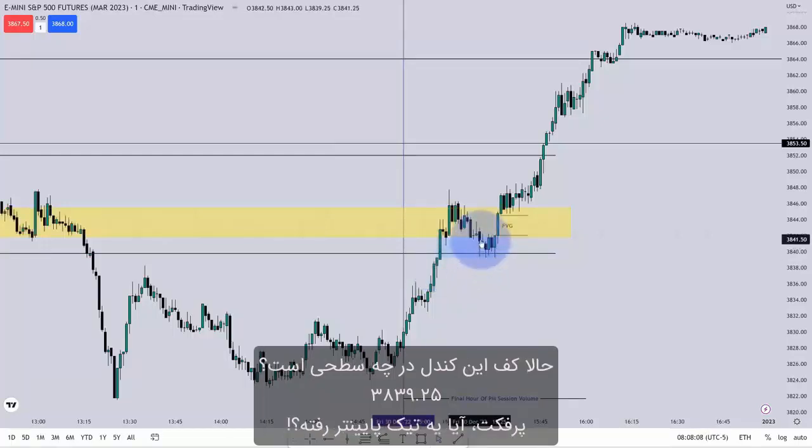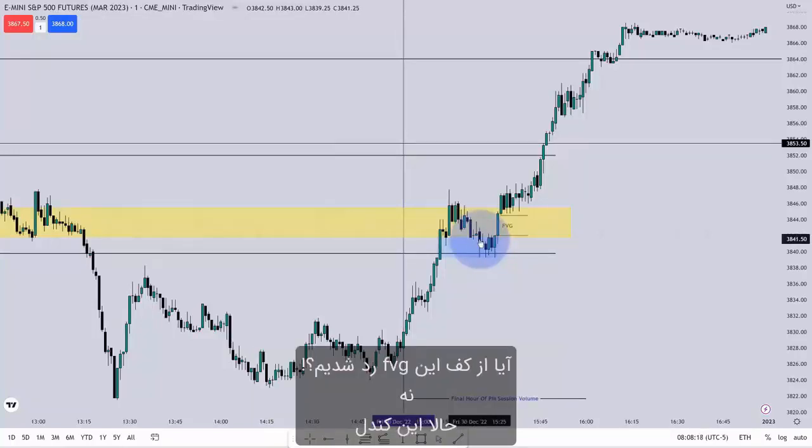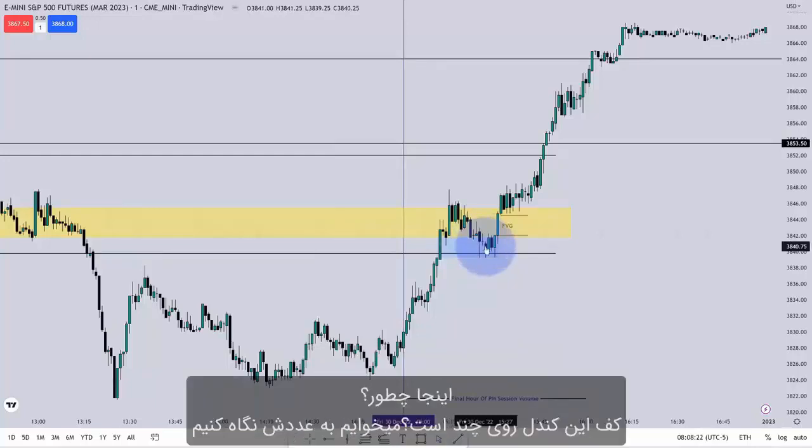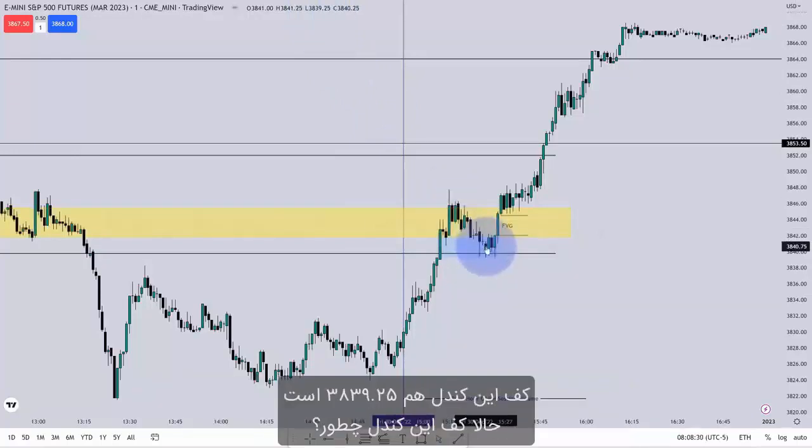What's the low of this candle right there? 38.39.25. Perfect. Did it go one tick below it? No. Did it fall short of getting to the bottom of it? No, it went right to it. What about this candle right there? What was the low of that candle? We're looking at this number right there, okay? That low is 38.39 and a quarter.